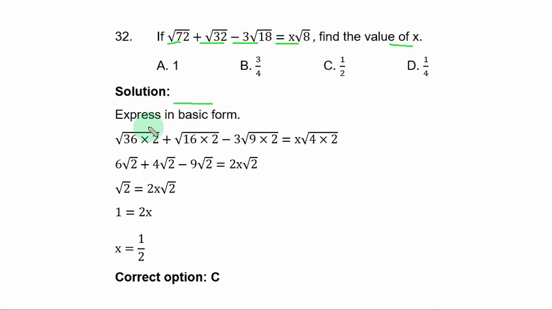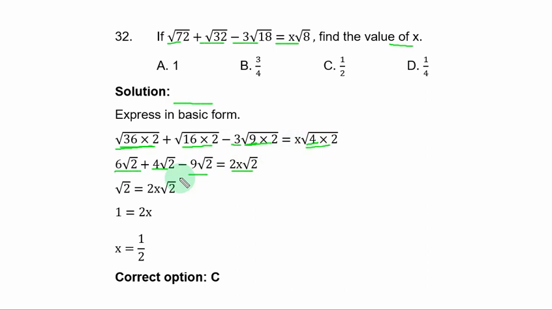In 72, you have 36 times 2. In 32, 16 times 2. In 18, 9 times 2. In 8, 4 times 2. So this simplifies to 6 root 2 plus 4 root 2 minus, root 9 is 3, 3 times 3, you have 9 root 2, equal to, root 4 is 2, 2 times s, you have 2s root 2.